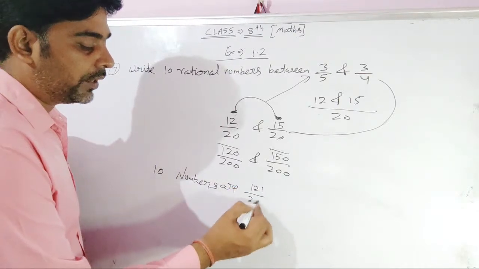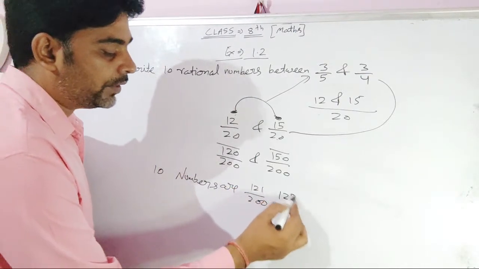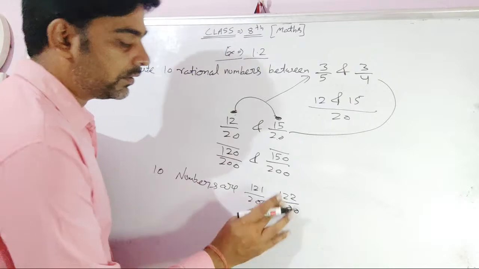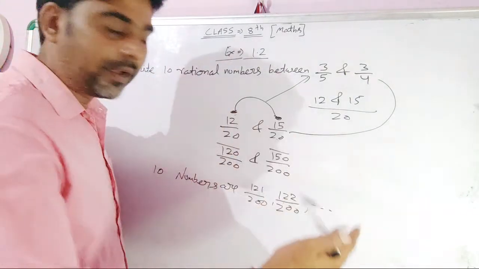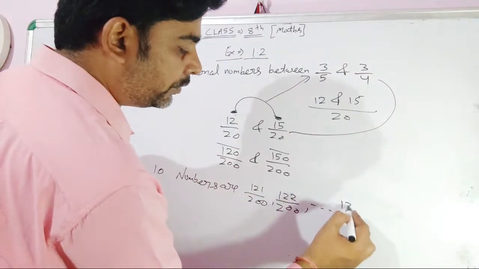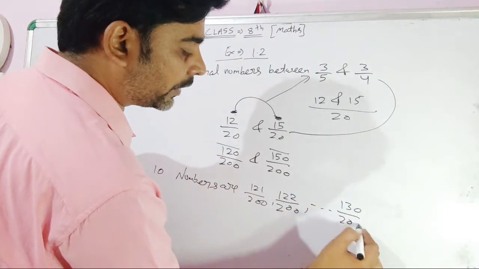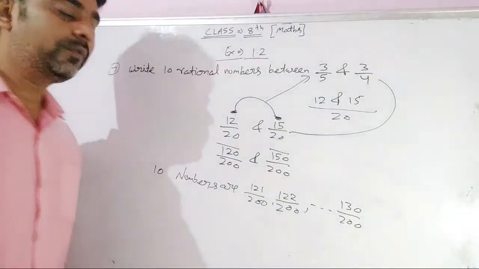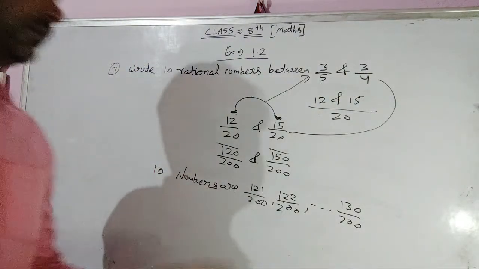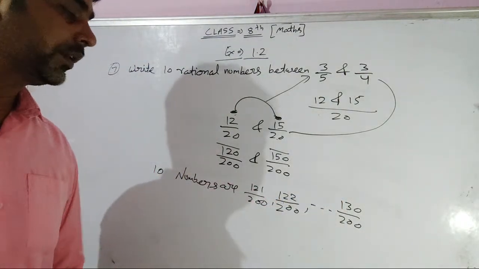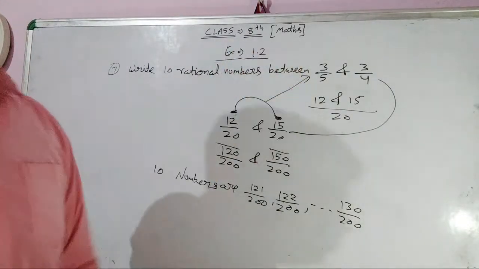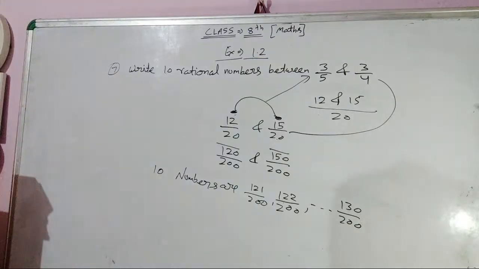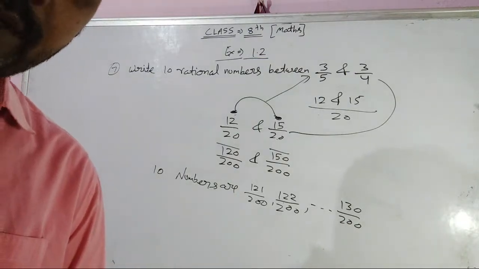So the 10 numbers are 121 upon 200, 122 upon 200, similarly 123, 124, 125, and up to 130 upon 200, right? So 121, 122, 123 up to 130. So these are the 10 rational numbers which lie between 3 by 5 and 3 by 4. I hope you all understand this question.